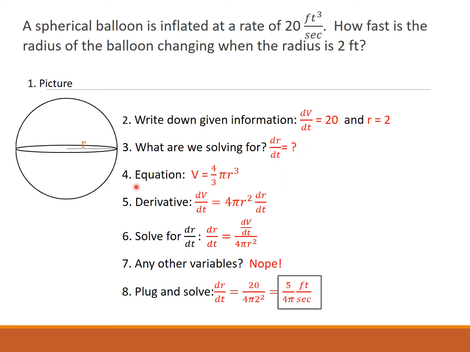So then we're going to think, all right, we have a balloon. They gave us volume. They gave us radius. So what's an equation that's going to relate those? Oh, right, the equation for the volume of a sphere. So we're going to use V is equal to 4/3 pi r cubed. That'll be the equation that we want.